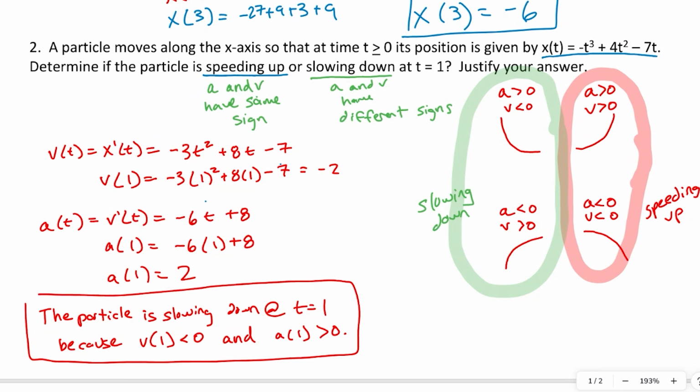That's a tough one. It's not as easy as you might think. You might think, oh, you just have to look at the acceleration. That'll tell you. But it's really the relationship between acceleration and velocity that'll tell you if you're speeding up or slowing down. And part of that reason is because the speed is the absolute value of velocity.